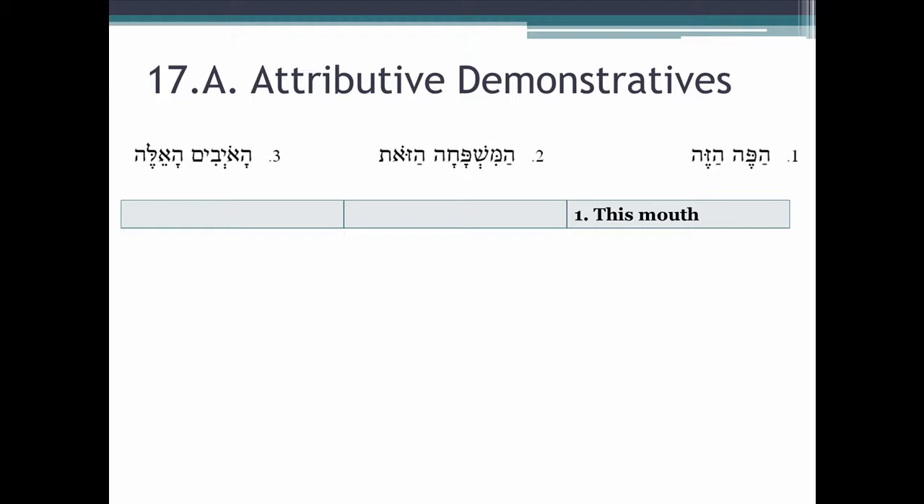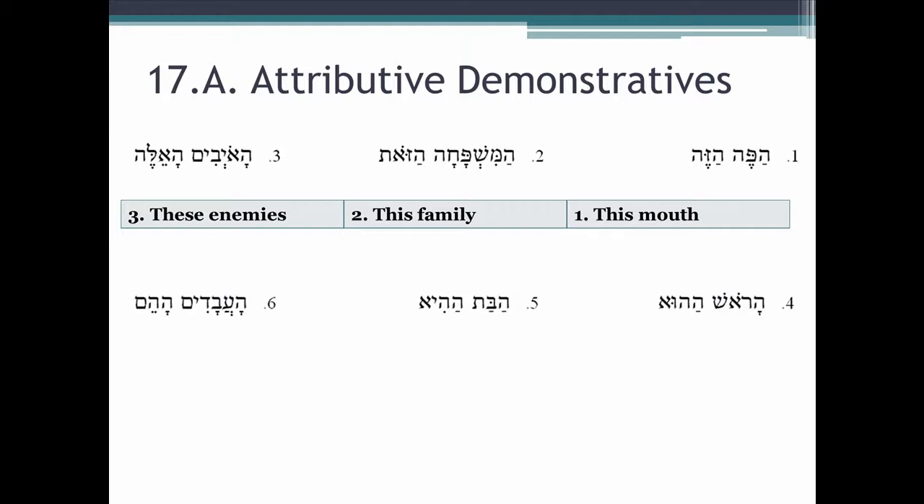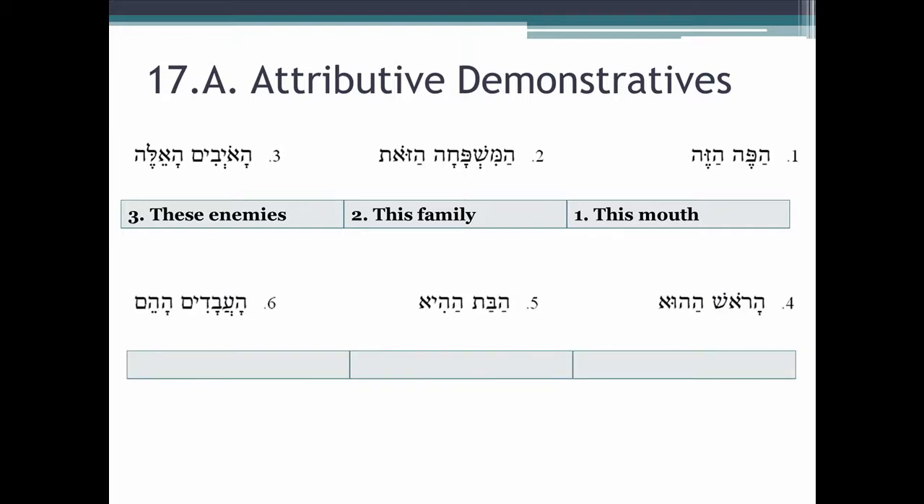Number two, hamishpacha hazot, this family. Number 3, ha'oyavim ha'eleh, these enemies. Number 4, harosh hahu, that head. Number 5, habat hahi, that daughter. Number 6, ha'avadim ha'hem, those servants.